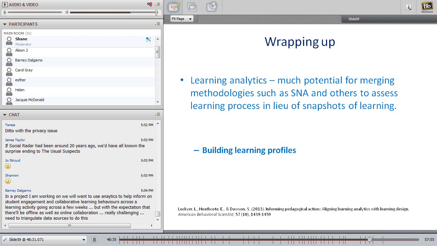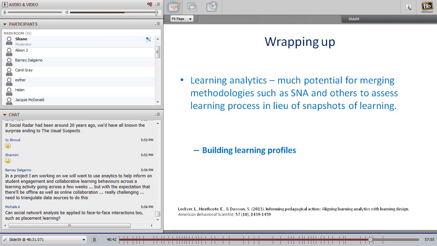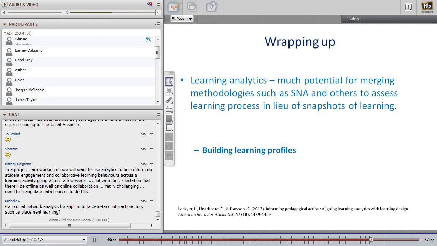Learning analytics, I'll jump over that, but there is much potential for merging these methodologies, SNA, with others that look at automated approaches to qualitative analyses, where you can start to look at the learning as a process and little snapshots, and getting towards building learning profiles. That is definitely an area we'll start to hear more of over the next few years, where we have individual learning profiles and demonstrations of those profiles against set attributes, competencies and assessment measures.